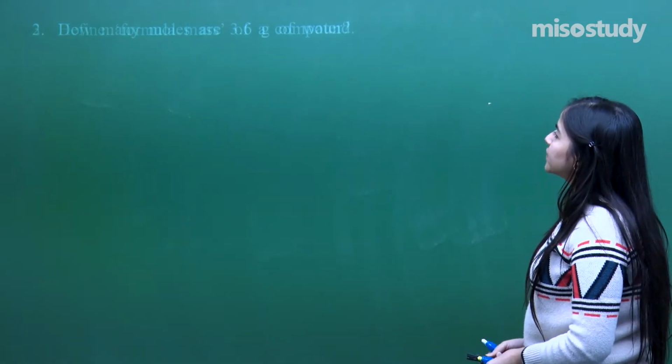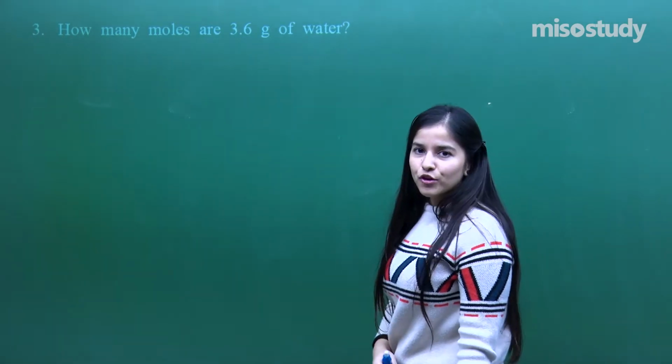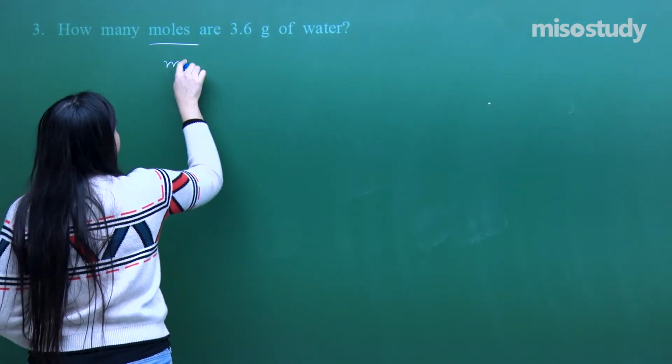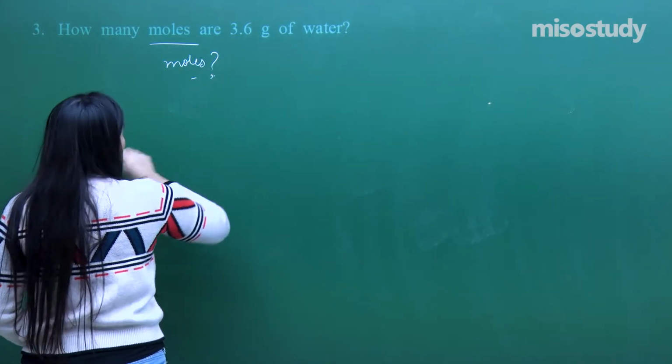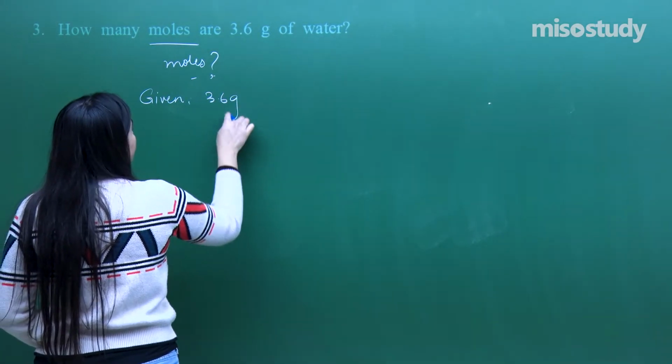Now question number 3: how many moles are there in 3.6 grams of water? Now comes up the mole concept. Here what they are asking is the number of moles, and what they have given is 3.6 grams of H2O.